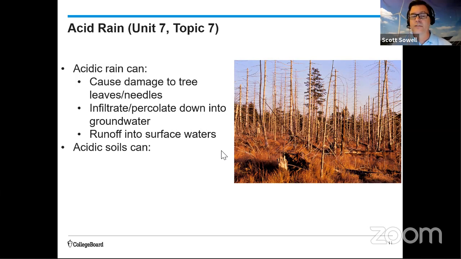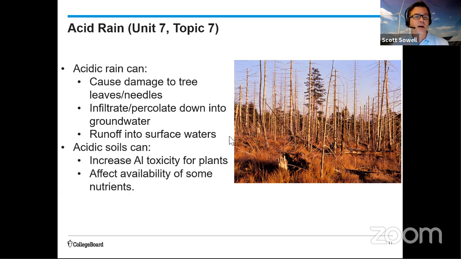And once it goes into the soils, two things can happen. Number one, it can increase aluminum toxicity. Acidic soils make aluminum more soluble and more easily taken up by roots, and that can cause some damage to plants. And it can also affect the availability of some nutrients in the soil. That's why farmers always want to test the pH of their soils before they plant their crops.